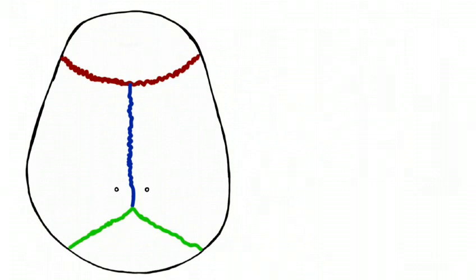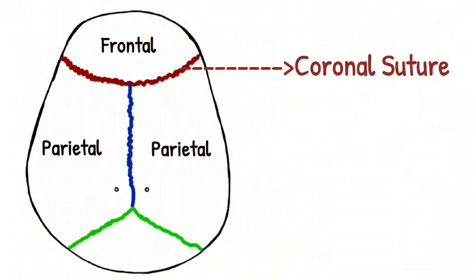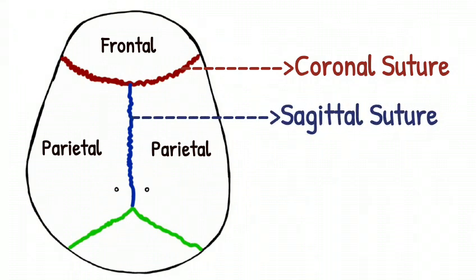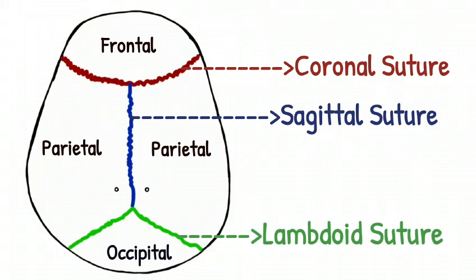The suture present between the frontal bone and the two parietal bones is the coronal suture. The suture present between the two parietal bones is the sagittal suture. The suture present between the two parietal bones and the occipital bone is the lambdoid suture. It resembles the symbol lambda.